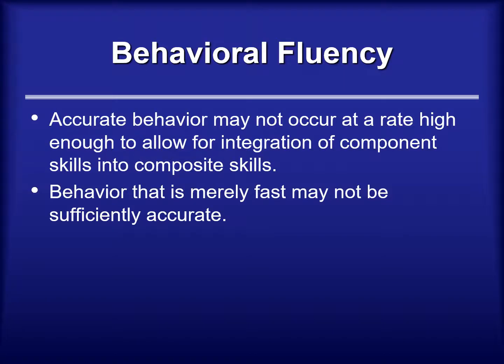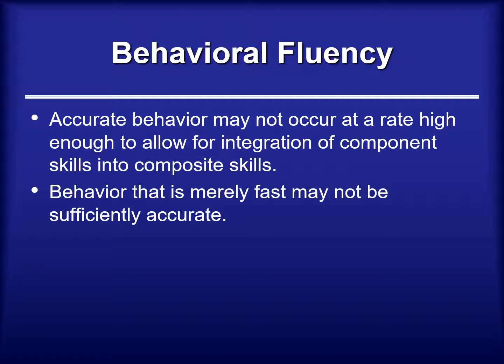We'll talk about this a bit more in Module 3, but it's a relevant component of your flashcards goal to type terms matching definitions. Fluency is defined by the combination of speed and accuracy, and is often measured based on celeration, change in rate over time. We'll get to that next module. Fluency is important because accurate behavior may not occur at a rate high enough to allow for integration of component skills into composite skills, and behavior that is merely fast may not be sufficiently accurate.